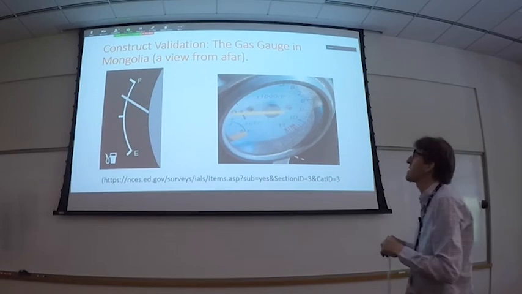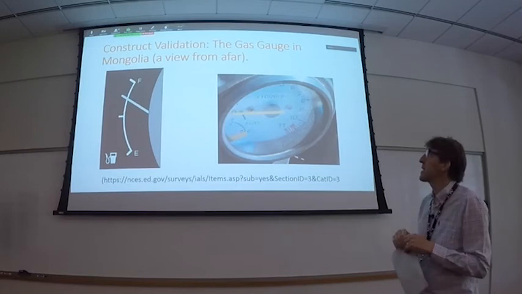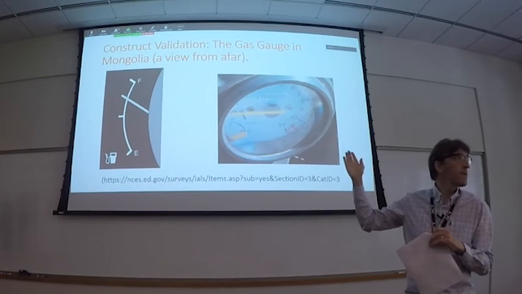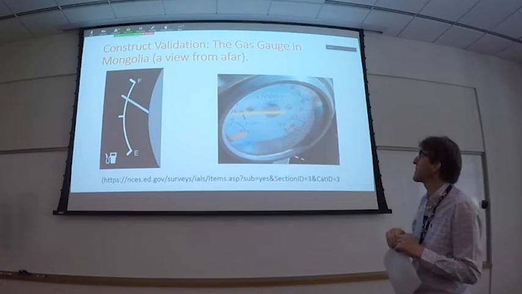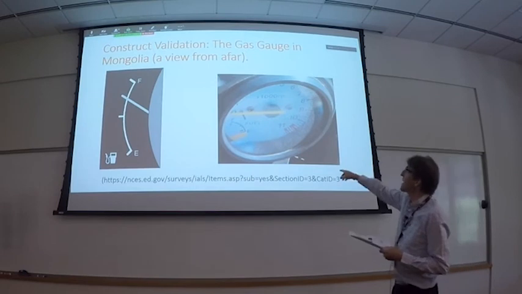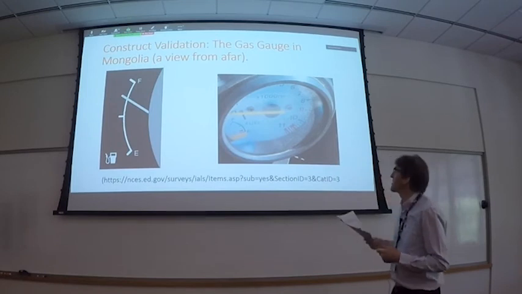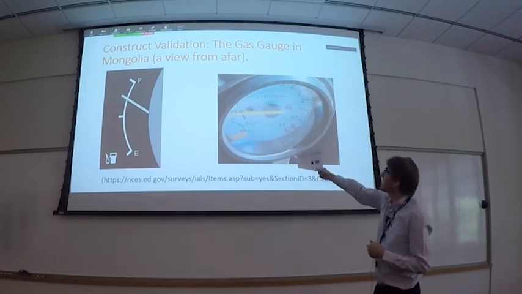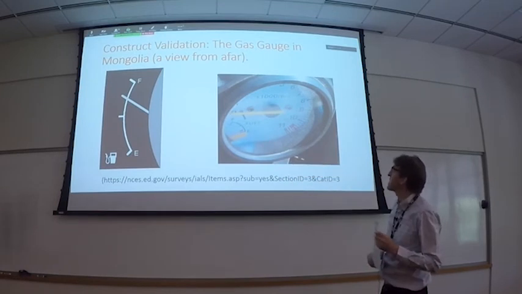On the left you have the item as it appears in the test booklet with a question. It tells them how much fuel is in the tank when it's full, and asks them to calculate how much is left in this particular picture. And on the right here you have a photograph from a motorbike in Mongolia, a little bit of ecological validity, and you can see on that there's a fuel gauge. It's inverted slightly in comparison with the one in the item, but it essentially looks very similar. There are some small differences.